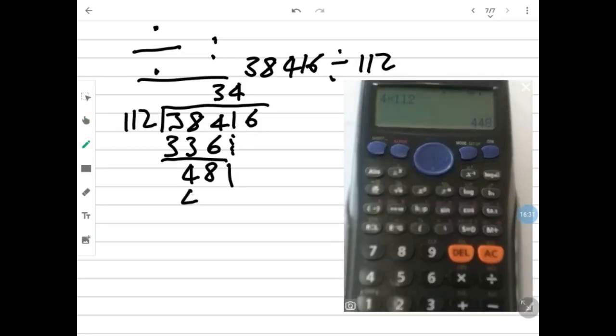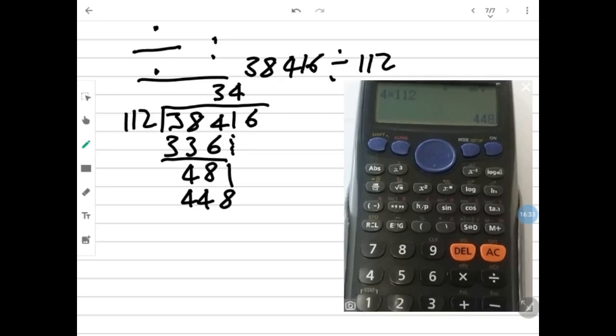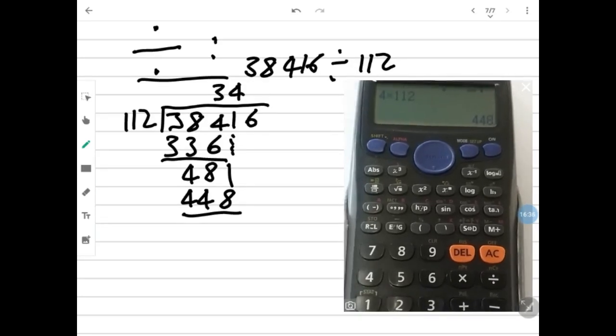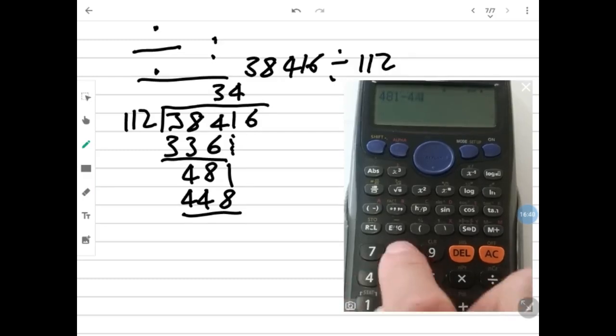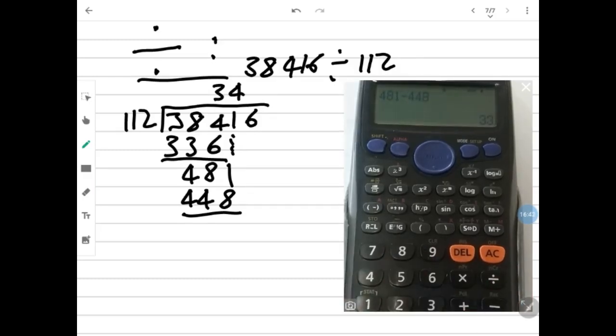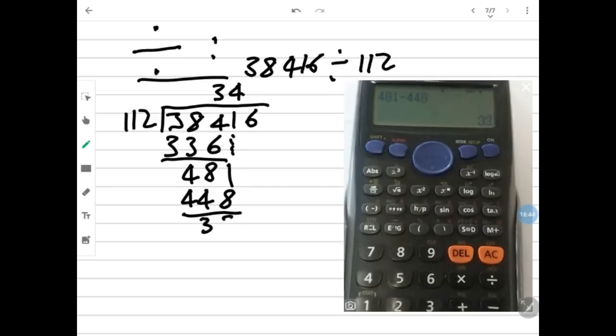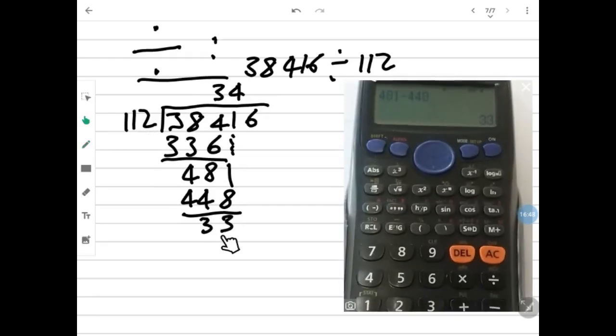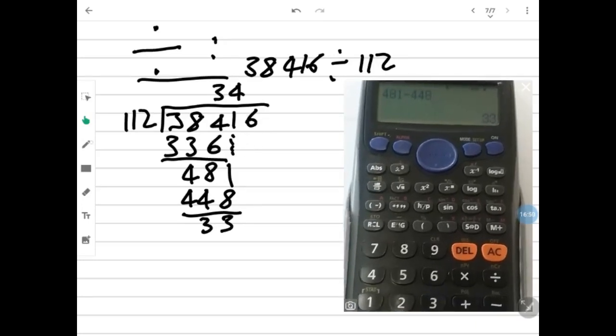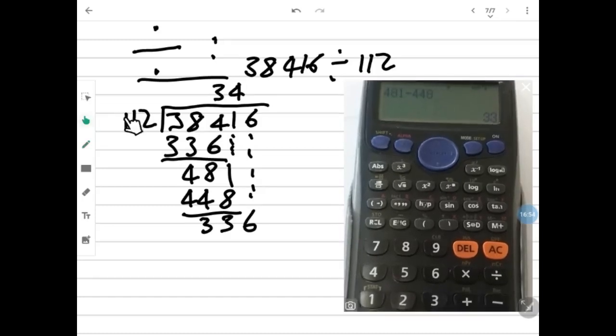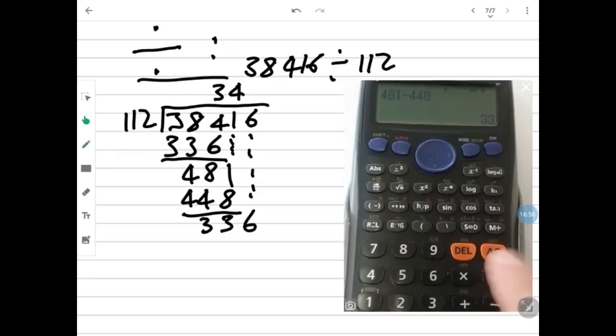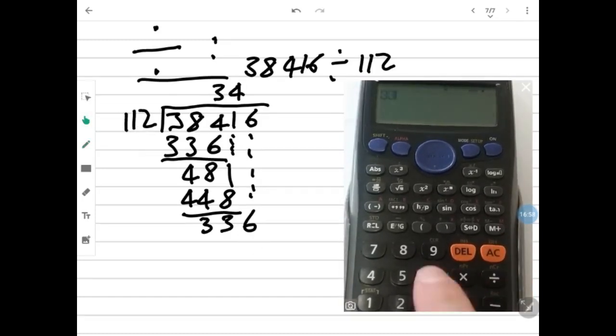So we have 448, right? And then we subtract these two again. So 481 minus 448, 33. All right. And then we do the same thing. 112 can't go into 33, so we have to bring down the 6. Right, bring down the 6. How many times does 112 go into 336? I hope you got it without using a calculator.